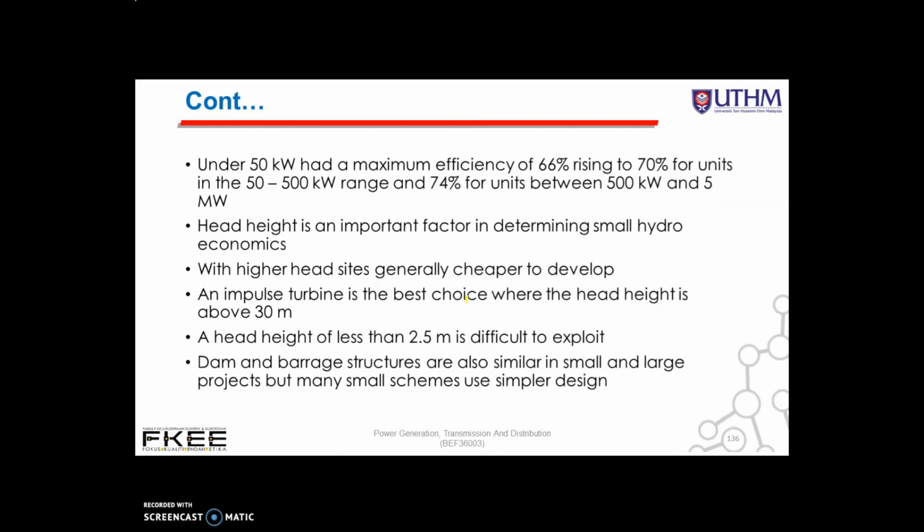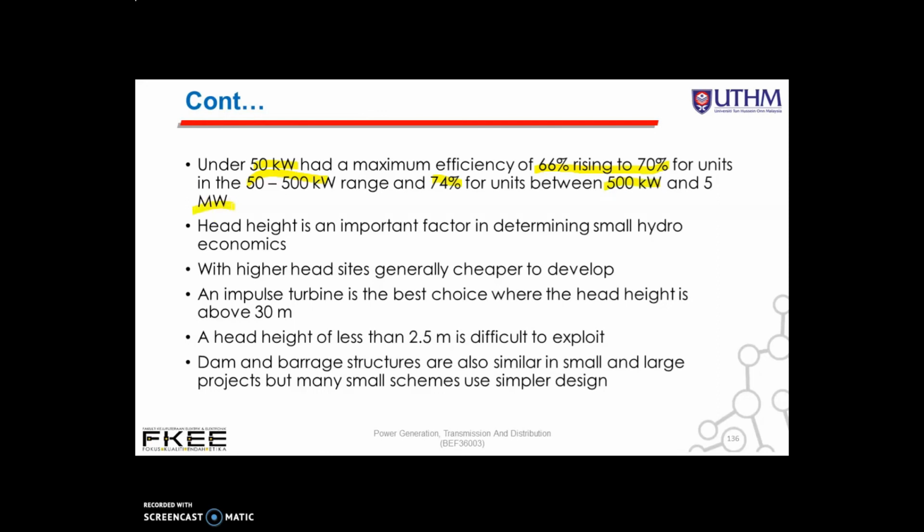When we talk about the efficiency of small hydropower, if under 50 kilowatts, the maximum efficiency is 66%, rising to 70% for the 50 to 500 kilowatt range, and also 74% for units between 500 kilowatts and 5 megawatts.